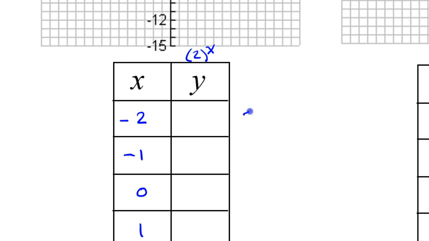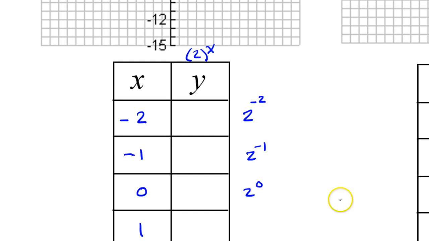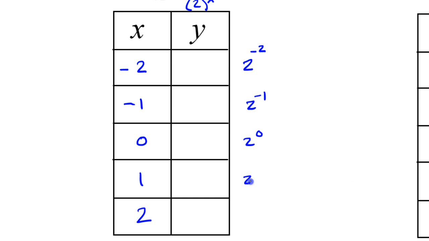So 2 to the x power, you say. So remember, that means I'm doing 2 to the -2 power, 2 to the -1 power, 2 to the 0 power, 2 to the 1 power, and 2 squared. 2 to the -2 power, that is 1 over 2 squared, so that's going to be 1 over 4. 2 to the -1 power is just 1 over 2. Anything to the 0 power is 1. 2 to the 1 power is 2. 2 to the second power is 4.